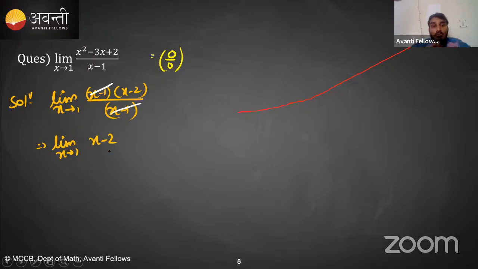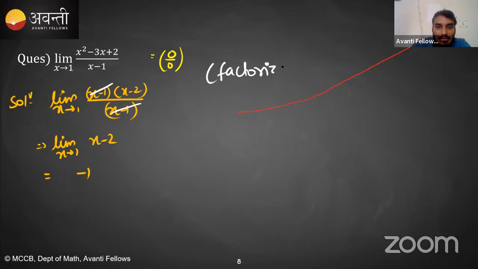So now it is not the indeterminate form, right? We got rid of the indeterminate form. Yes or no? So directly put x is equal to 1. What will you get? You will get minus 1 as the answer. Clear? So see how we solved the limit. We used the factorization, right? We used the factorization method to solve this limit. Yes or no? Is this clear?